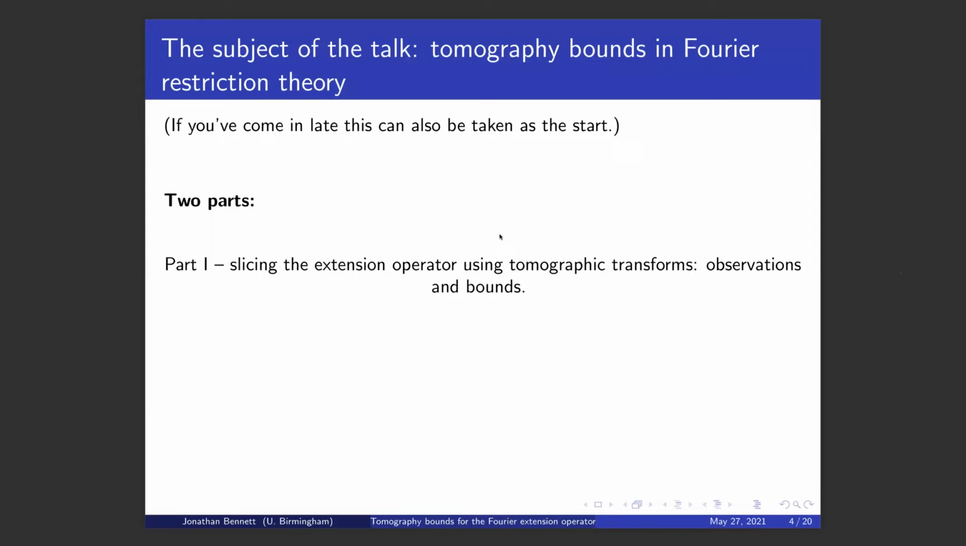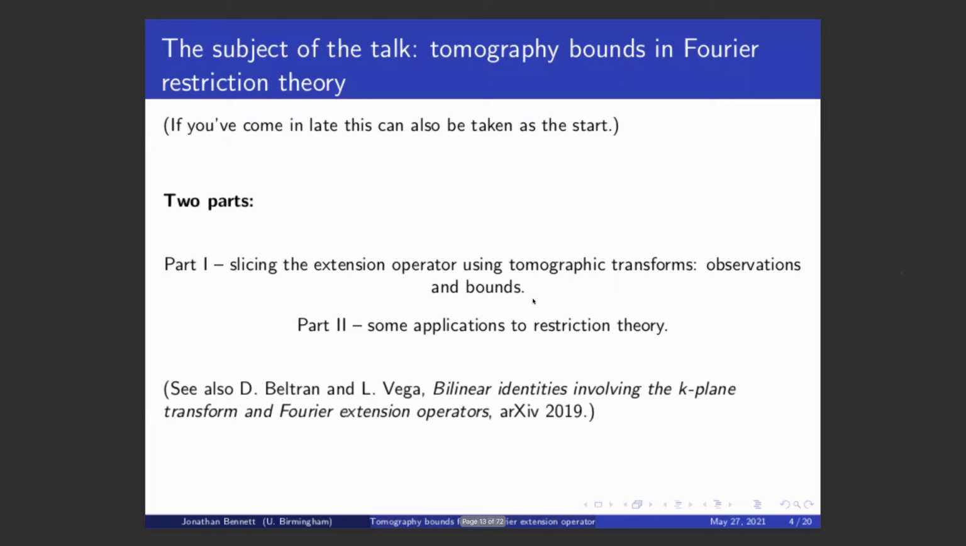So there are two parts to the talk. The first is, as I say, slicing the extension operator using, first of all, the Radon transform, and then we'll move on to the X-ray transform. So I'll make some observations about that and show you some bounds that you can prove. Part two, I'll describe some applications to some existing problems in restriction theory, and hopefully give the impression that it's a natural thing to do, to be taking such slices. Okay, so before I go on, there's a related paper of David Beltran and Luis Vega on the arXiv from a couple of years ago, where they look at k-plane transforms. They take more of a PDE perspective, but it's closely related. And if you're interested in this business, that's something else that you should look at.